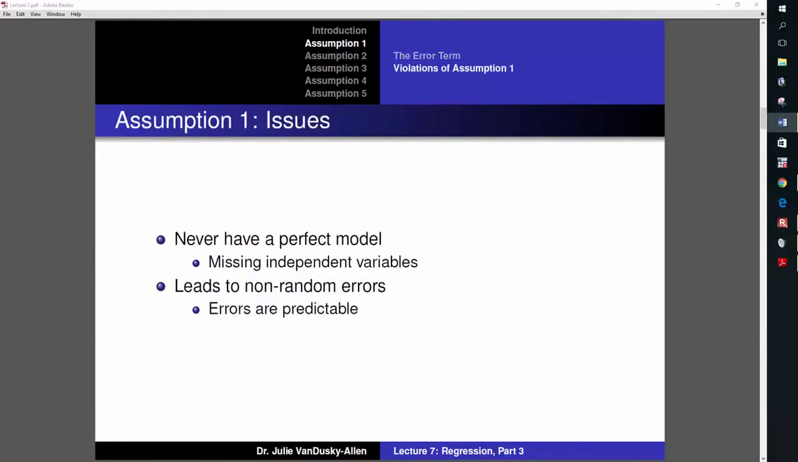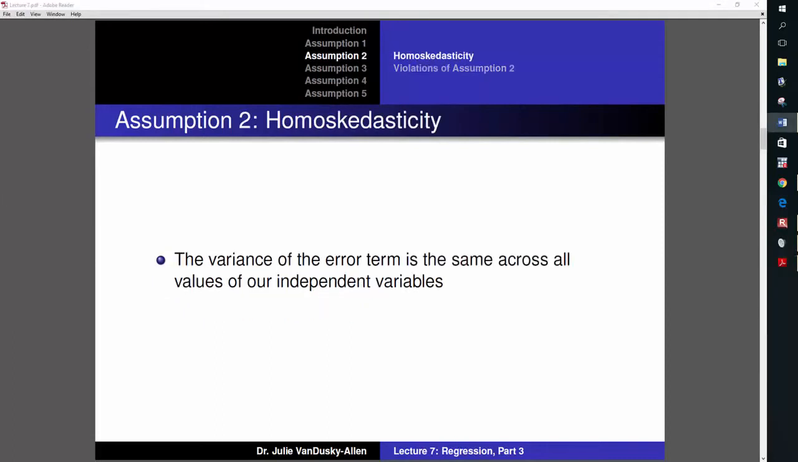Of course, we never have perfect models. We never have every single independent variable in our models that should be in there. As a result, our errors are not random. Our errors become predictable for certain observations. This leads to the second assumption of regression, homoskedasticity. This means we assume that the variance of the error term is the same across all values of our independent variables.